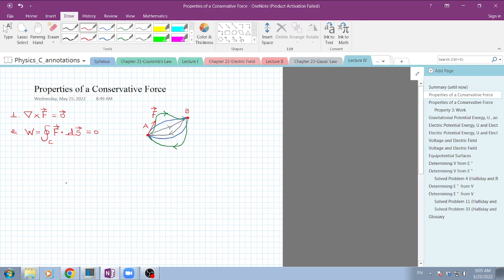What is the third property then? The third property says that the work done by this conservative force is actually way easier to calculate, instead of concentrating on this scalar product. And this is something that we are actually going to use. We're interested in this particular part.